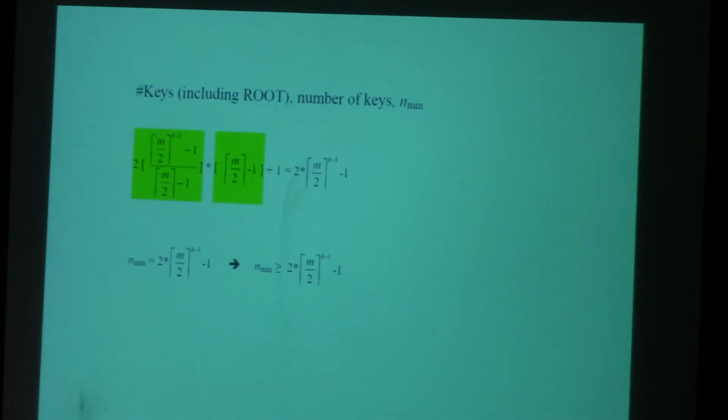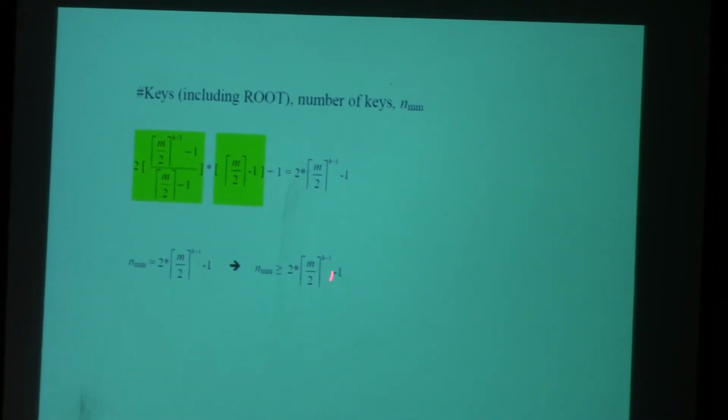So the number of keys, continuing with this, basically all I have to do is take this and multiply it by the number of keys. So I simply took our old expression, multiplied by the number of keys per node. Again, I'm including the root because the root's special. And so what we're going to get is this value. It's very, very simple. Okay, so n min is going to be this value, 2 times (m/2)^h minus 1 minus 1. And therefore, this is the result that we get.